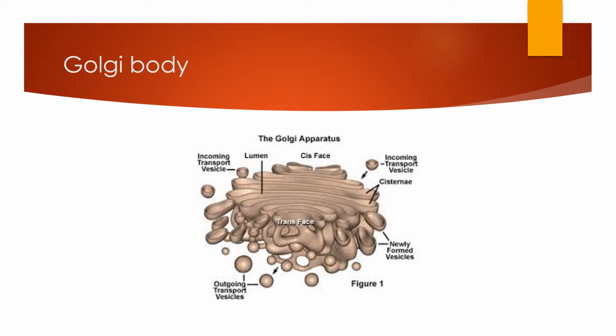It produces smooth and rough ER and adds carbohydrates to proteins to form glycoproteins. It produces secretory enzymes and secretes carbohydrates. It transports, modifies, and stores lipids and forms lysosomes. Lysosomes.